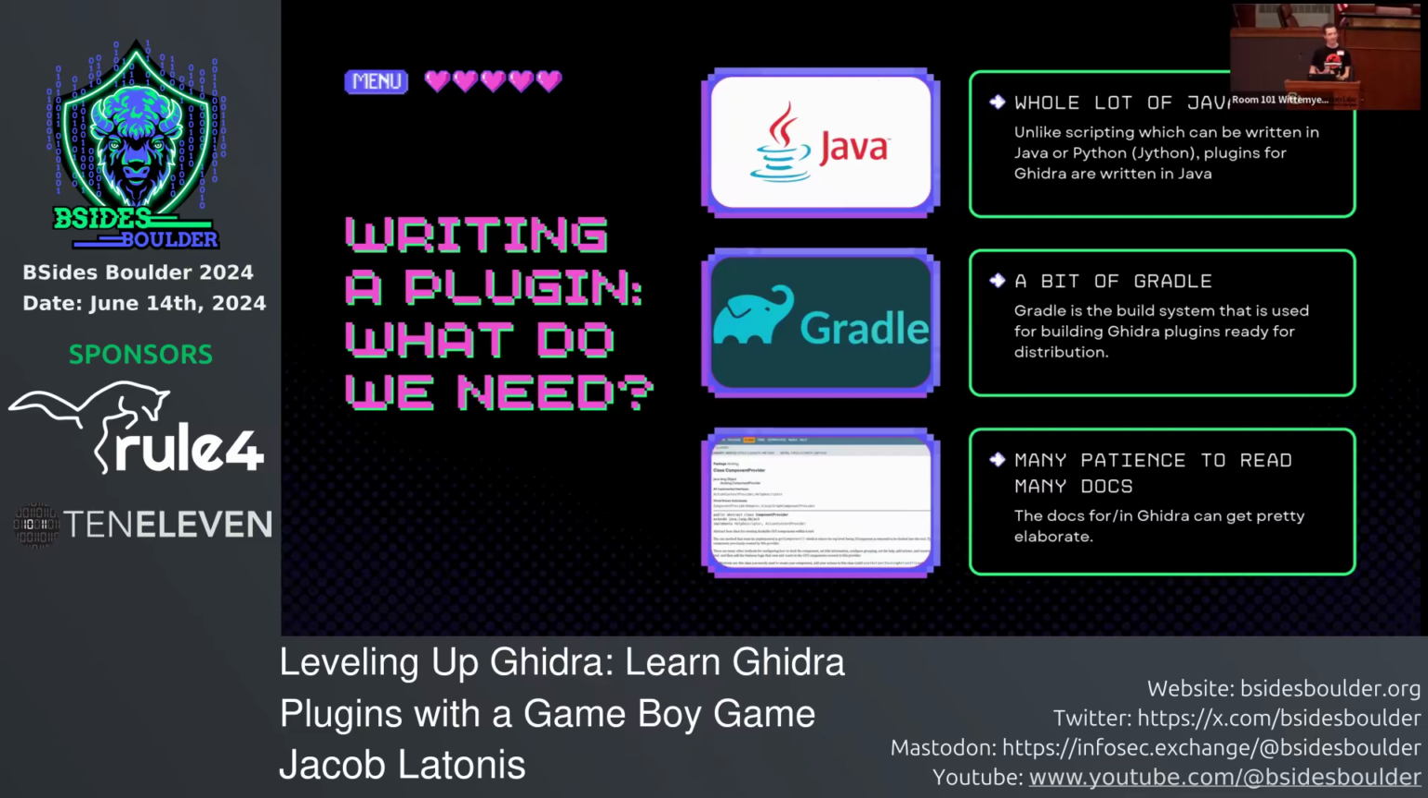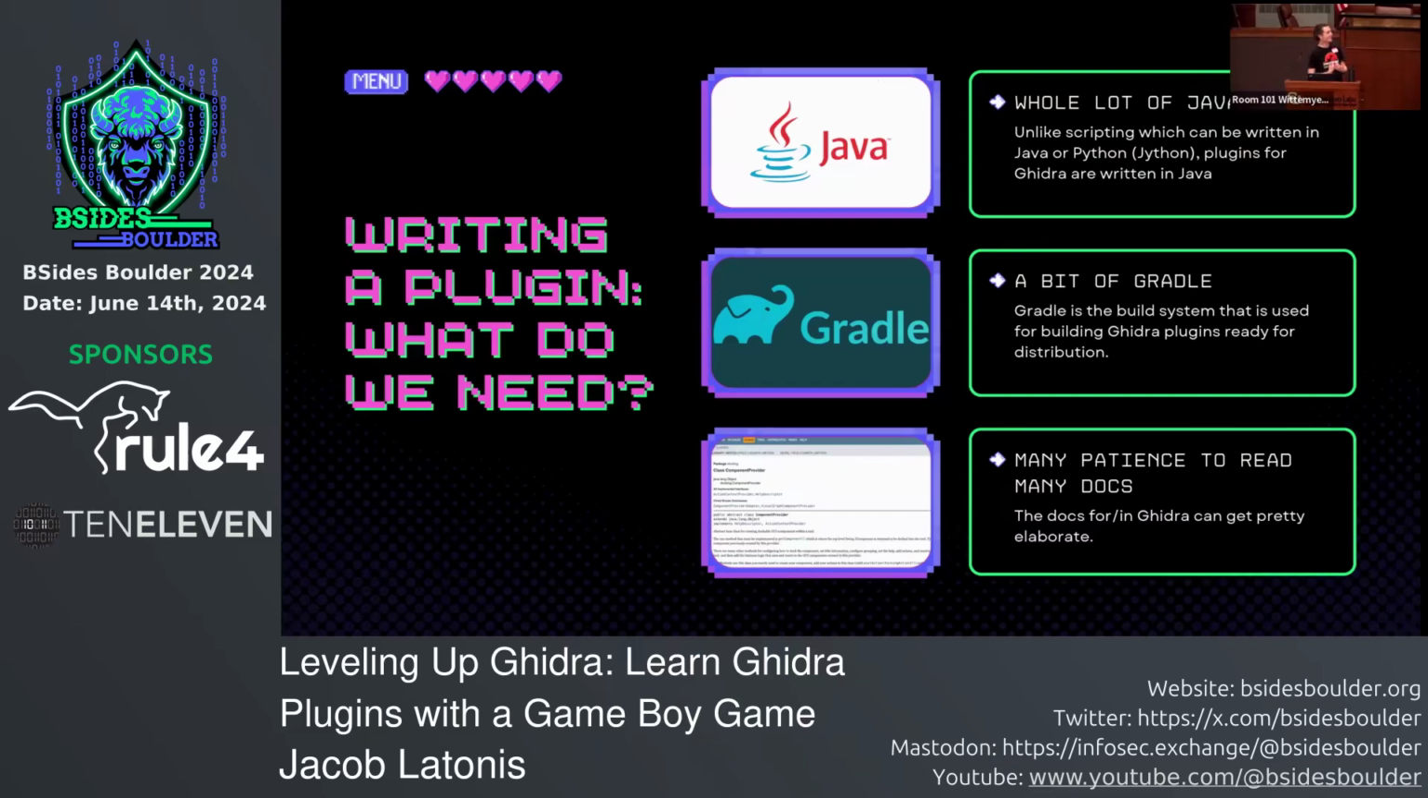And then the plugins use the Gradle build system. So Gradle is what's used for Ghidra itself, and it's also what's used for the plugins. And you don't have to know a whole lot about how the build system works. You just have to know that Ghidra ships a template for you to build the plugins with, which is really great because I didn't want to figure out the Gradle build system. Jenkins is enough for me.